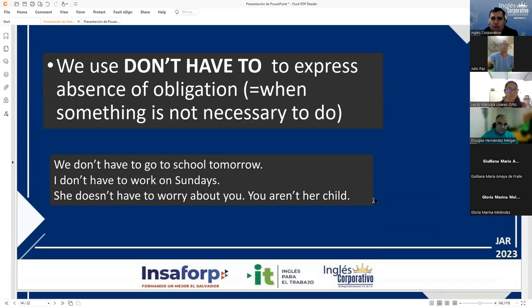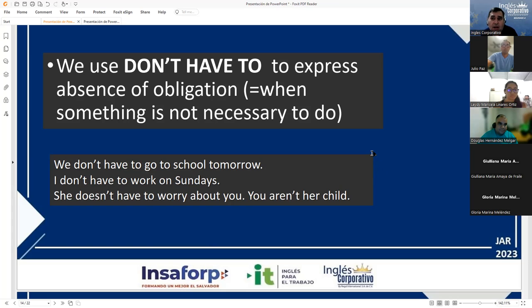Examples: we don't have to go to school tomorrow. I don't have to work on Sundays. She doesn't have to worry about you. You aren't her child. I have to worry about my children. I don't have to worry about my neighbor's children because they are their children, not my children. Okay? Of course, if they are in danger, they are my friends.